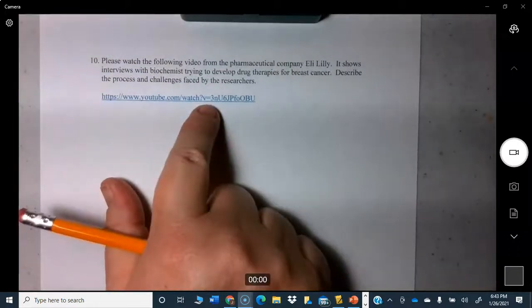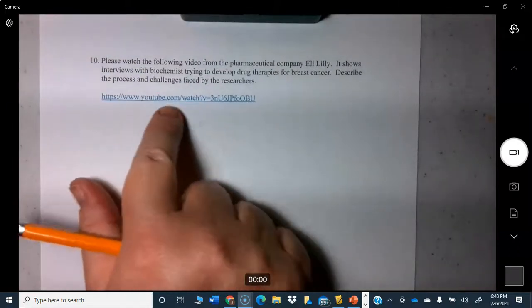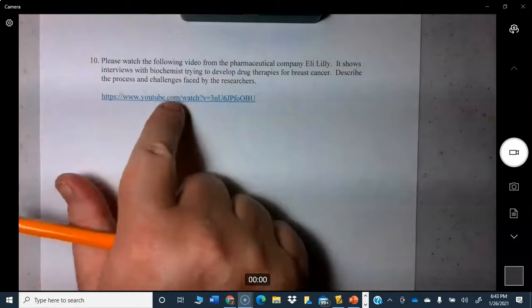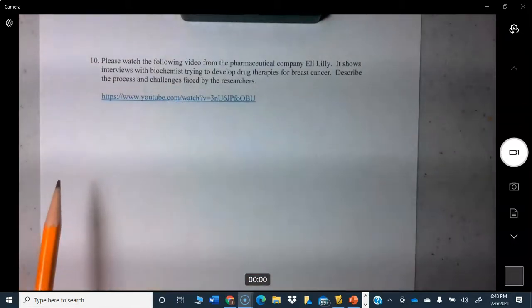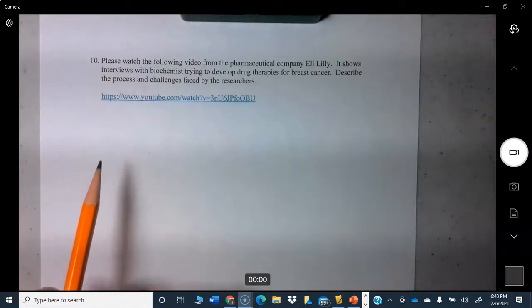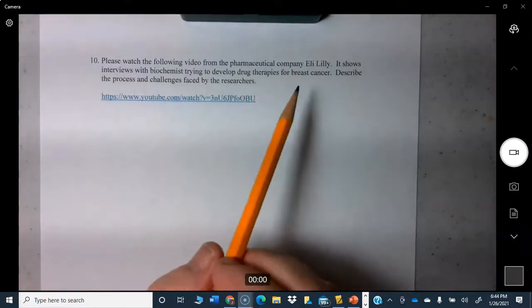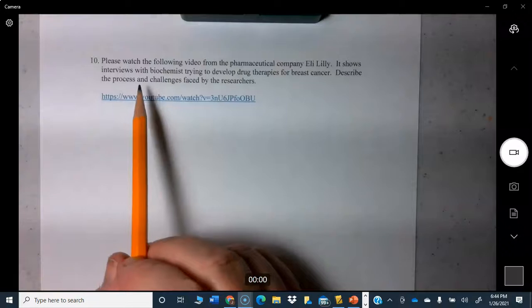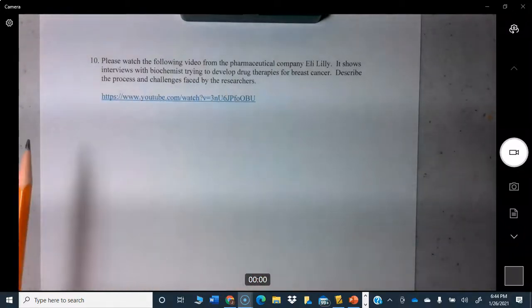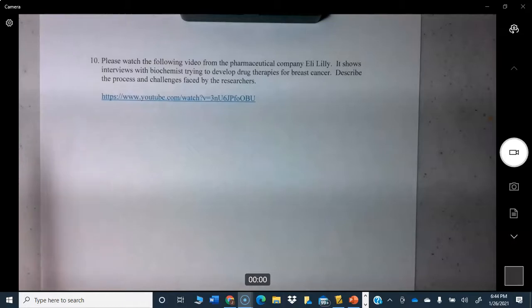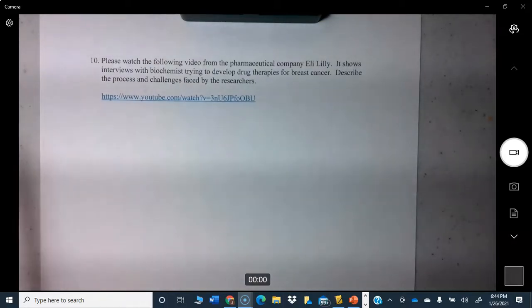It's the one if you got the assignment online, if you're looking at it on your computer screen, you can click right on that link, or it's in the Canvas site, okay? So you can go ahead and do it there as well. But I just want you to write about 5 sentences to watch the video and describe the process and challenges faced by the researchers. Just summarize them. You don't have to give opinions or anything clever. Just summarize what they say, what they're trying to accomplish, what their challenges are in doing that. Okay, and that will be the last question.